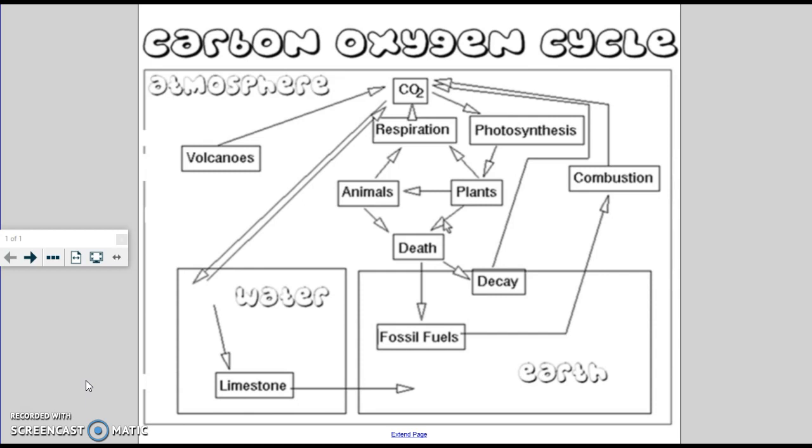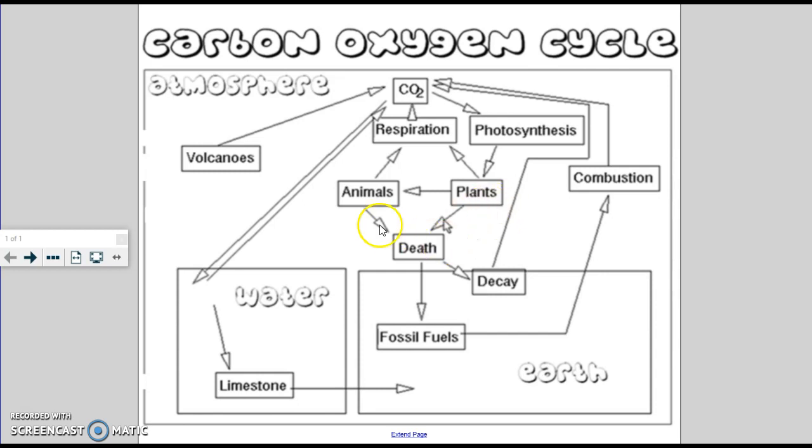So just to kind of review everything here, we have carbon dioxide in the atmosphere up here, and it gets there through many different ways. One is by the release of it through volcanoes. One is cellular respiration in plants and animals, releasing that carbon dioxide into the atmosphere. Plants can kind of combat that carbon dioxide in the atmosphere by going through photosynthesis and taking in carbon dioxide and releasing oxygen.